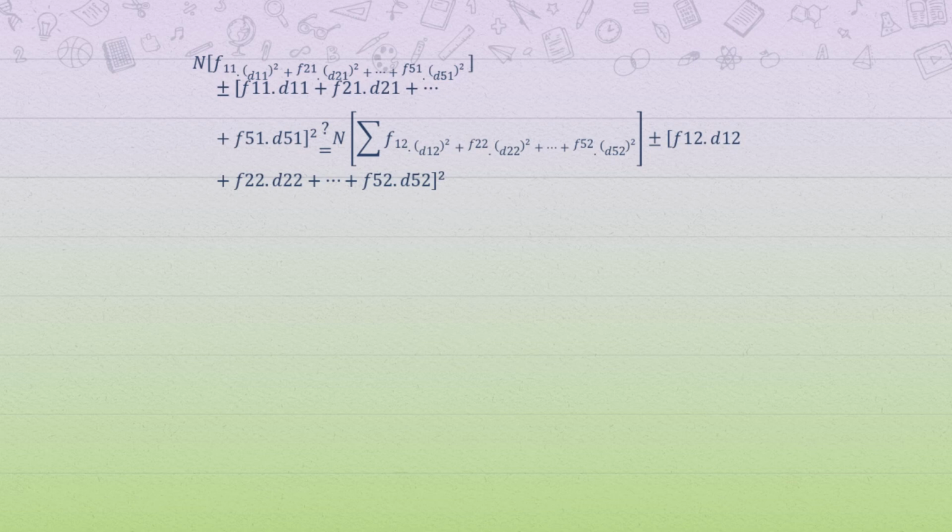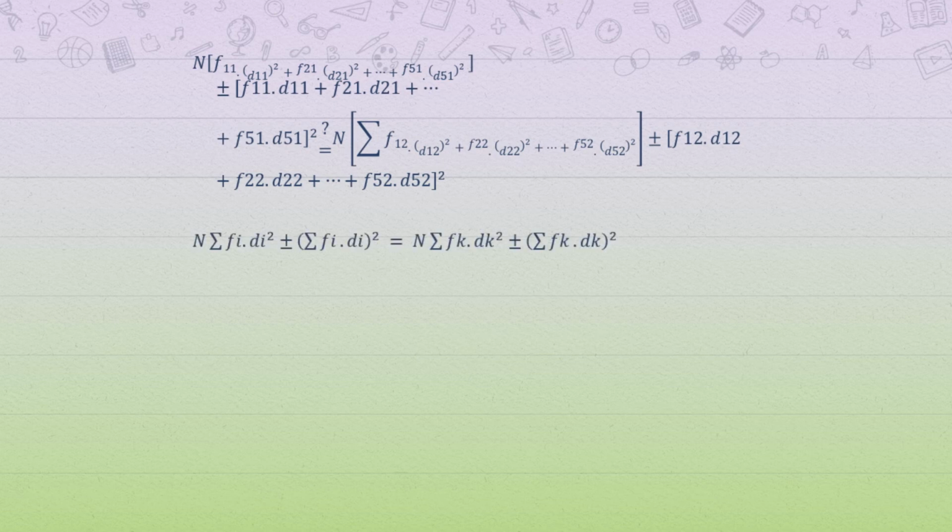Because in the problem, the frequency in each class is the same, it causes the deviation in each class to be the same. So, frequency 1,1 is equal to frequency 1,2. Frequency 2,1 is equal to frequency 2,2. Until frequency 5,1 equals frequency 5,2. And deviation 1,1 is equal to deviation 1,2, until deviation 5,1 equals deviation 5,2.